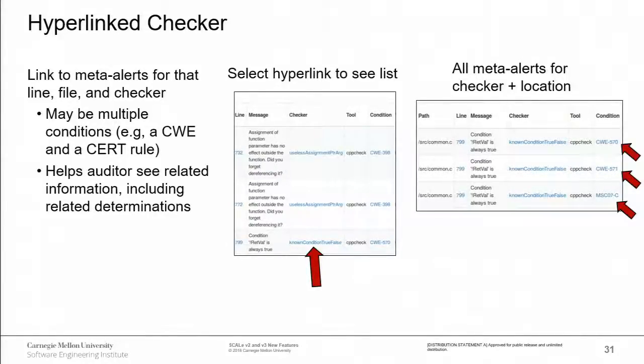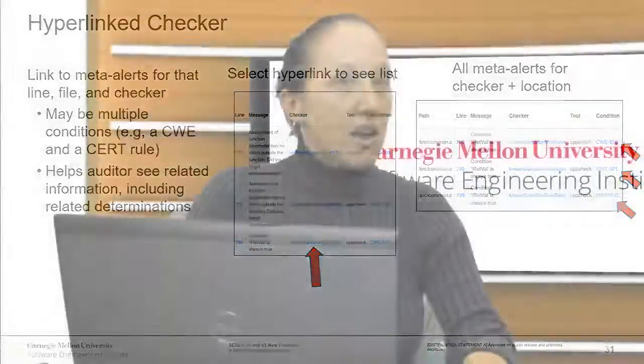When the auditor selects this hyperlinked value, they can see a list of all meta alerts for the checker and location, which helps the auditor to see related information, including any previously made determinations and notes for that location.